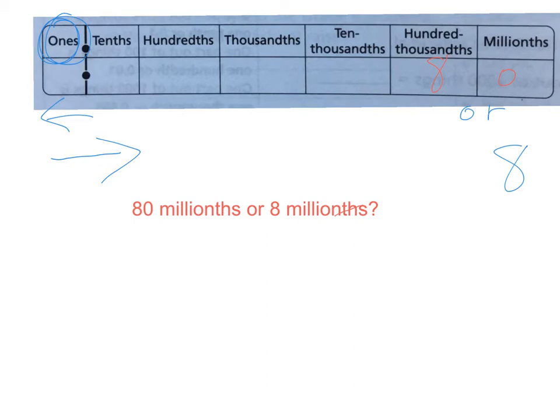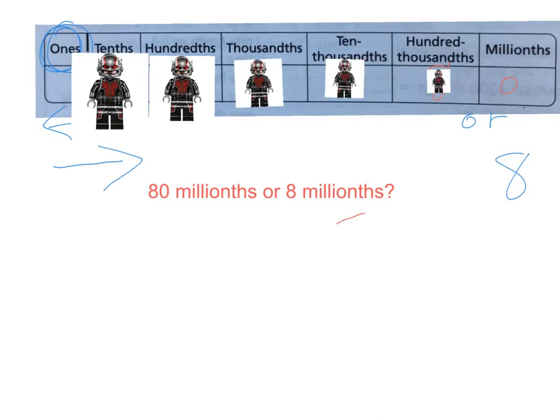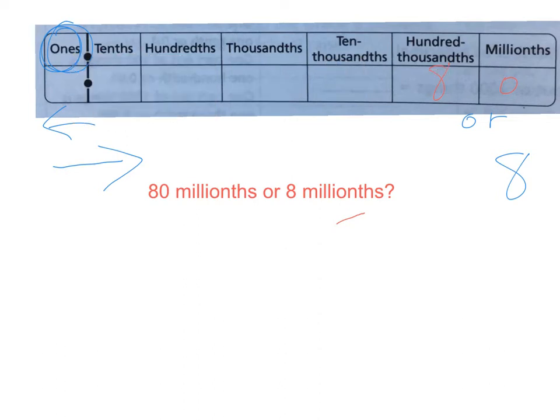If we had our Ant-Mans, let's try and put an Ant-Man up here. Here is Ant-Man getting smaller and smaller. And with each movement of the place value, he gets 10 times smaller. Which would be larger, 80 millionths or 8 millionths? We would just have to look at which number is greater in the leftmost column. 800 thousandths is larger than 8 millionths. So 80 millionths is larger than 8 millionths.